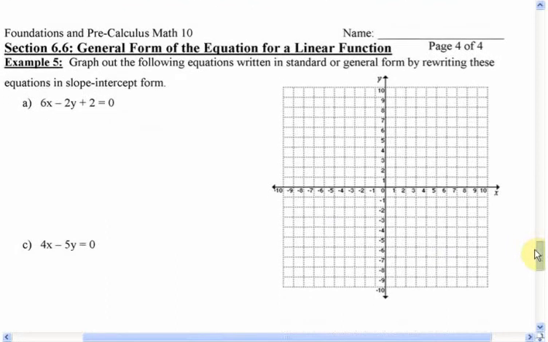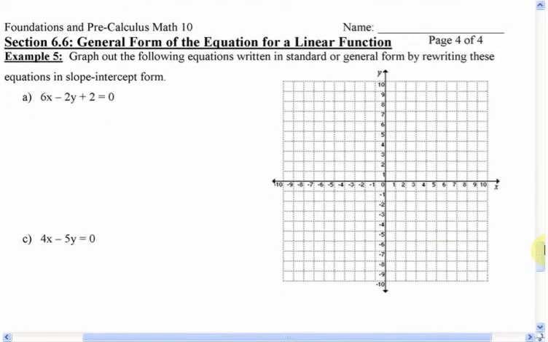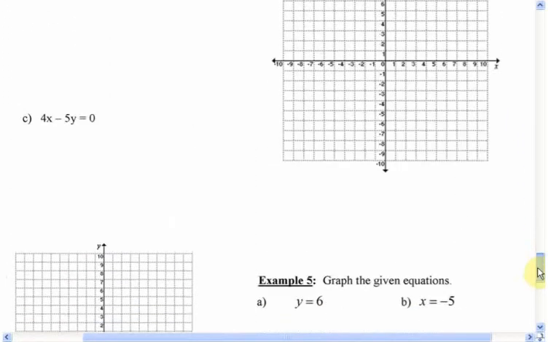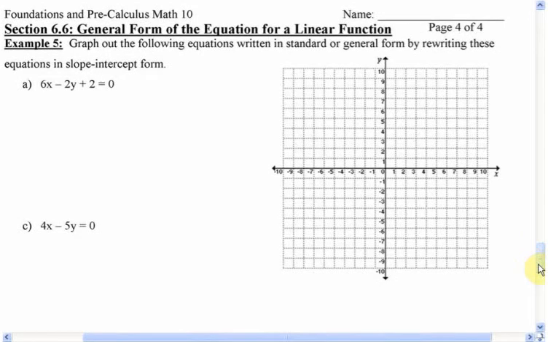So now I'm going to take a look at these two examples. And we're almost done. I want you to graph out these equations written in standard general form by, first of all, rewriting these equations in slope-intercept form. So once again, another way of graphing out the line. This time we can take these messy, ugly equations in standard and general form and change them into our lovely slope-intercept form. How do we do that? Remember, to do that, we always want to just solve for y.